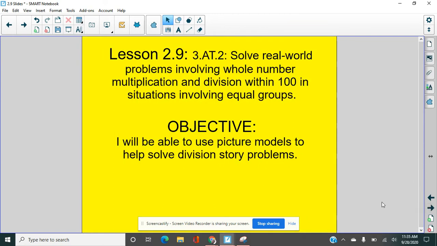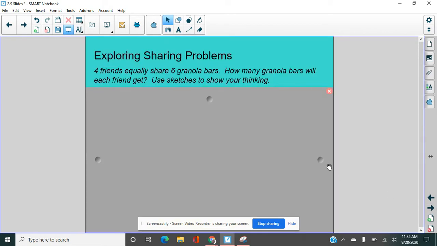Our goal here is to be able to use picture models to solve division story problems, and these are going to have some extra pieces sometimes. All right, so let's spend a moment with this problem here. 4 friends equally share 6 granola bars. How many granola bars will each friend get? So think through that. Oh boy, this is going to be different.